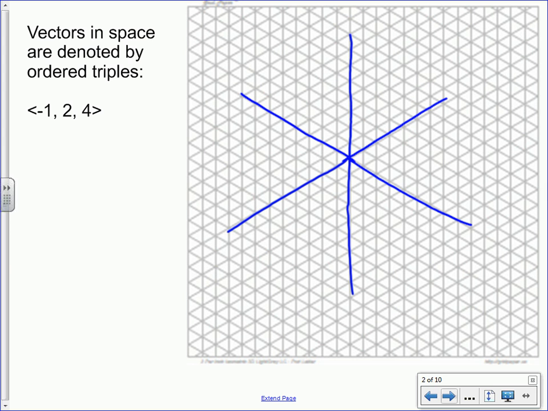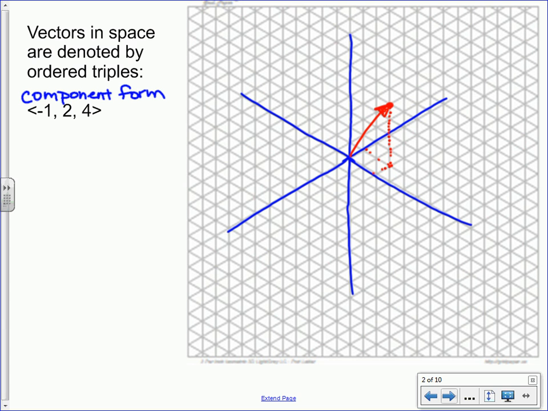Okay. Since this is, what form is this? Do you remember? There's two different forms for our vectors. Component form. Good. Component form. So the vector -1, 2, 4 would look like this. Right? Okay.